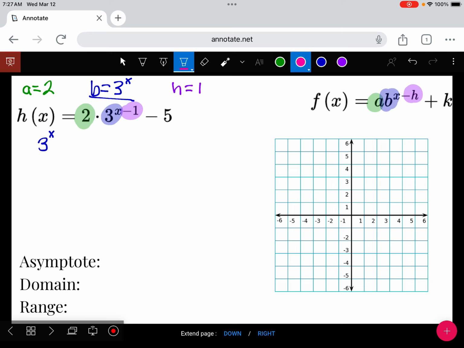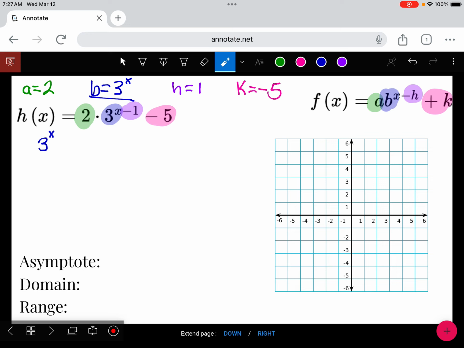And what about my k? Negative 5. So what do we expect these transformations to be? What does this mean? Down 5. The k tells me how it's shifting vertically, so that would be down 5. Not right 2. Which one does our horizontal shift? H. So since h is 1, that's going to move to the right.